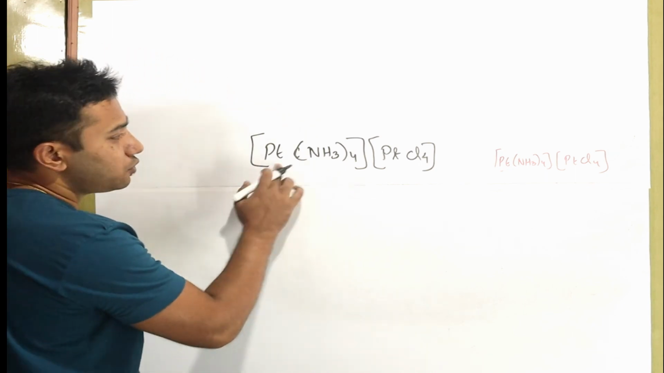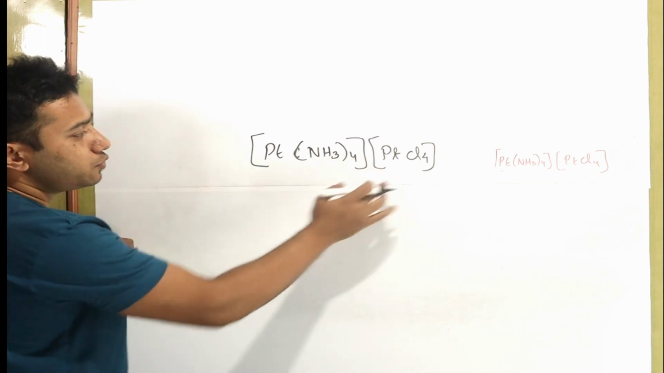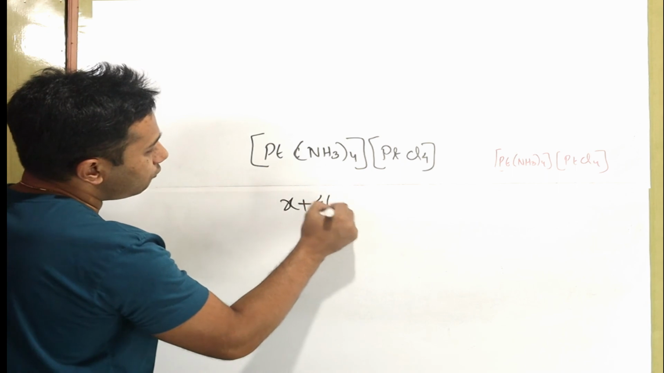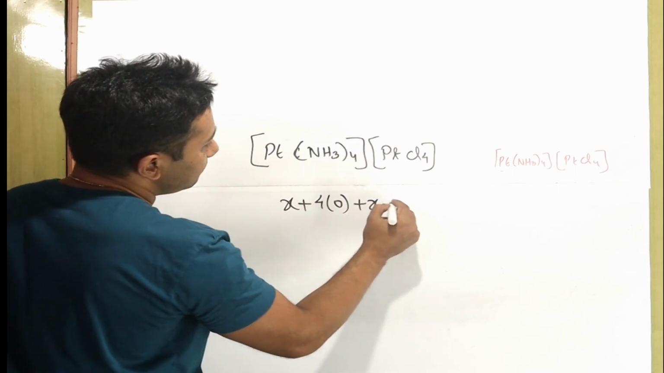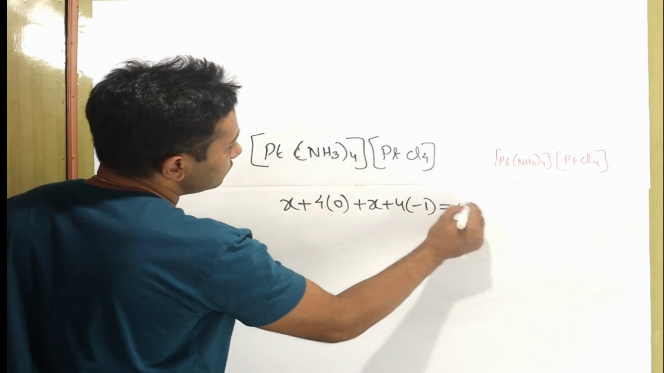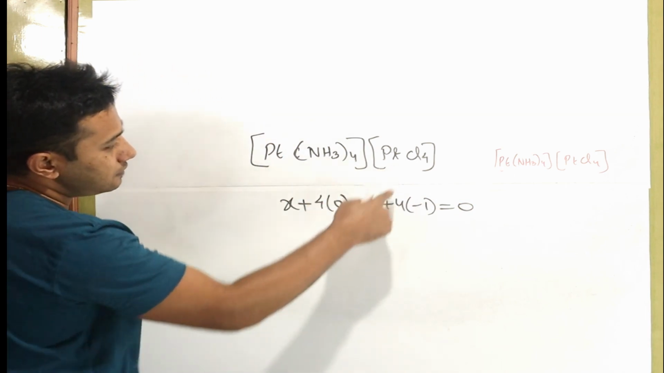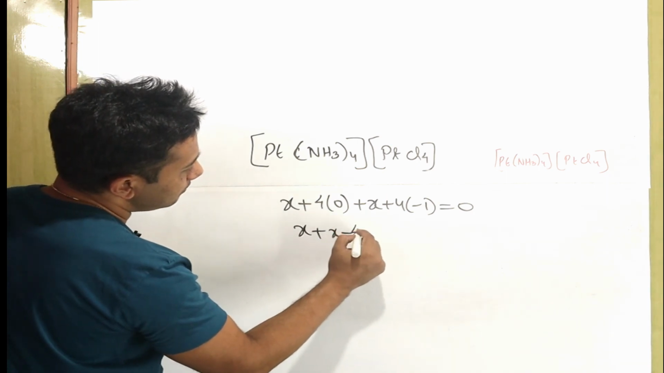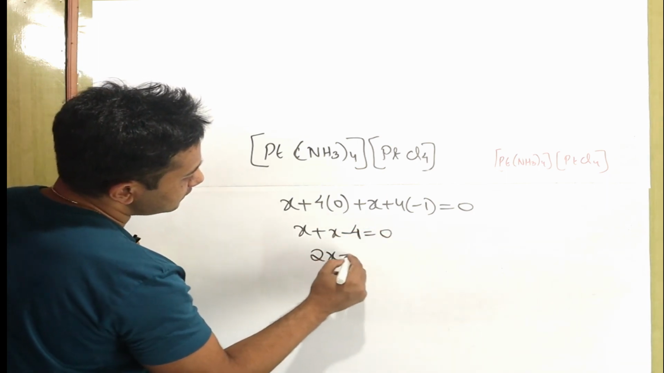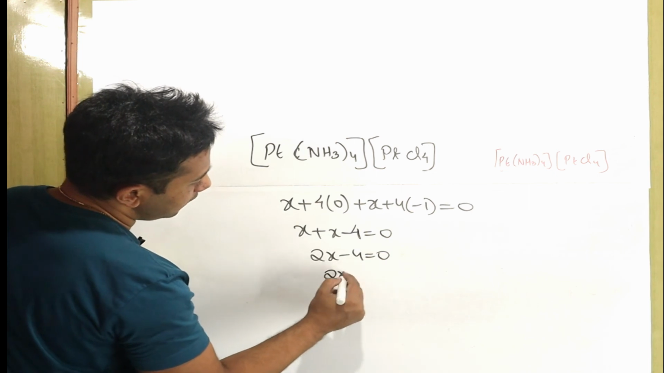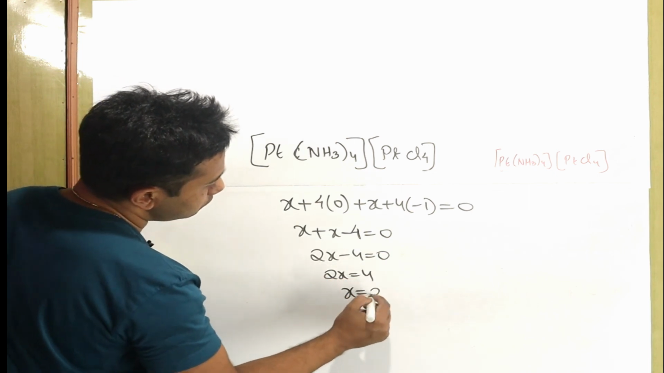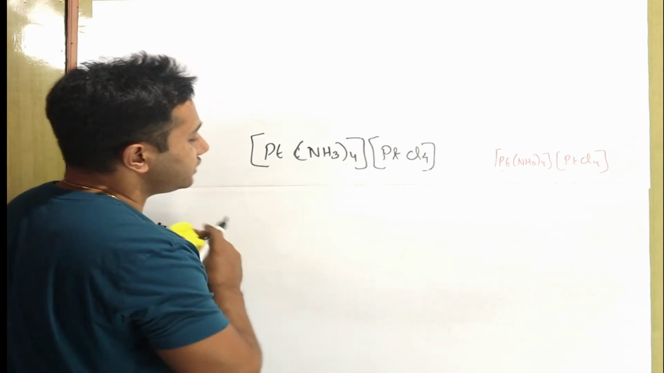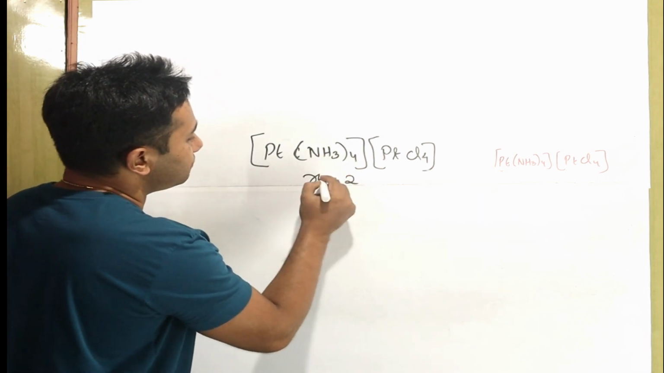So first of all, since both the metal ions are platinum, we will take both of them as X. So X plus 4 into 0 plus X plus 4 into -1 equals 0. So X plus X minus 4 equals 0. So 2X minus 4 equals 0. 2X is equal to 4. X is equal to 2. So the oxidation state of the metal ion is plus 2.